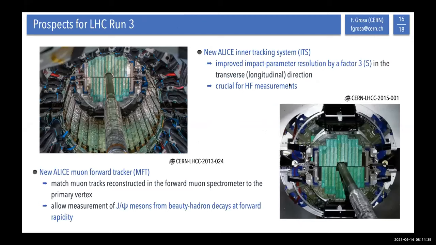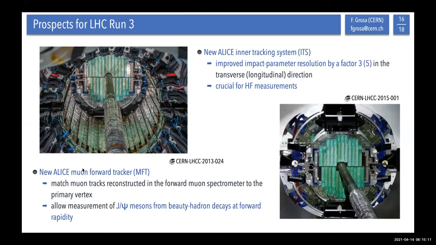Finally, before concluding, I'd like to spend a couple of words about the prospects for the beauty measurements of ALICE for the LHC Run 3. In particular, the two relevant aspects are the installation of two new detectors. So the inner tracking system has been completely replaced with a newer version, which has an improved impact parameter resolution by a factor 3 to 5 in the transverse and longitudinal directions, respectively, which is, of course, very crucial for heavy flavor measurements and therefore also beauty.